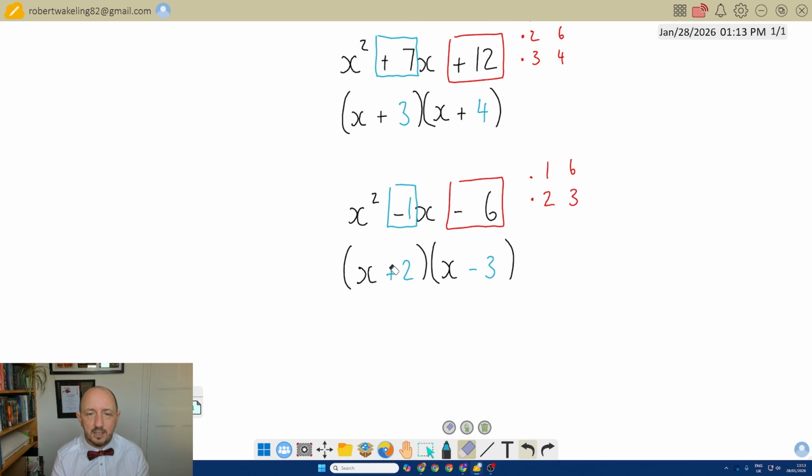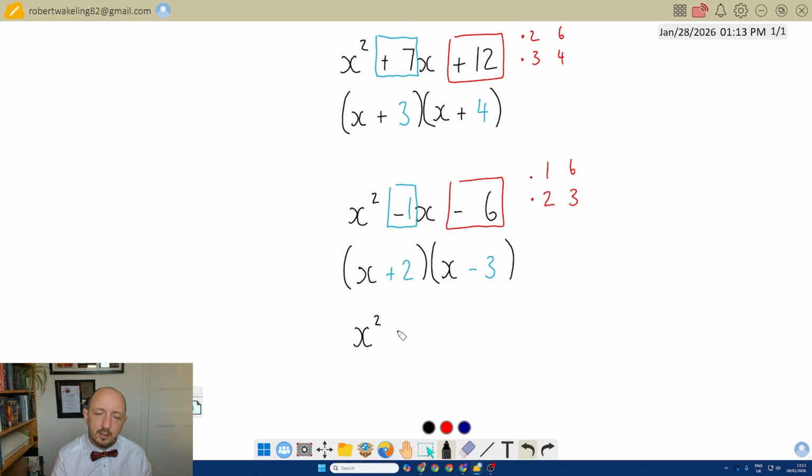Because if I switched these signs around and made it like this, minus 2 plus 3, then minus 2 plus 3 or plus 3 minus 2 would give me a plus 1x, which is fine if that's what it was, but as it's a minus, we have to have these the correct way round. Okay, so let's try one more.